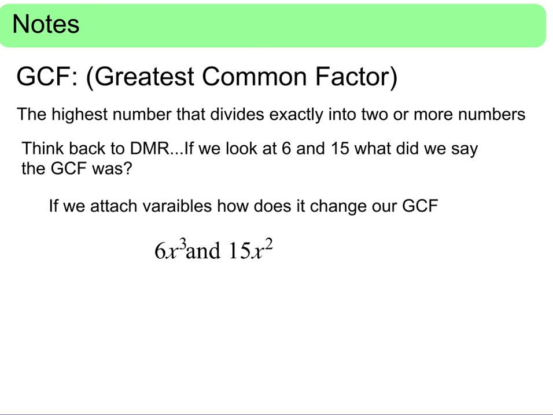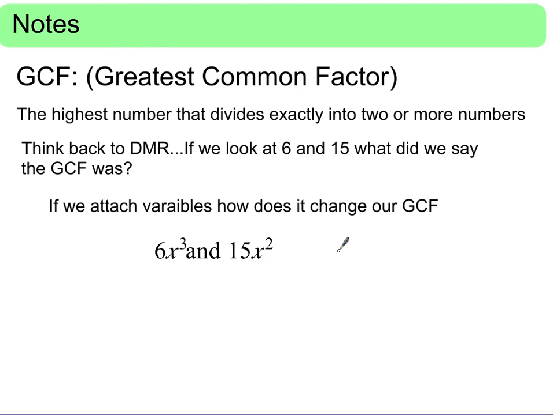Next, on a side note, it'll be discussed in class the greatest common factor. In other words, the highest number that divides exactly into 2 or more numbers. So they did a DMR that day in class, and they asked the students to think back. If we looked at 6 and 15, what did they say the GCF was?